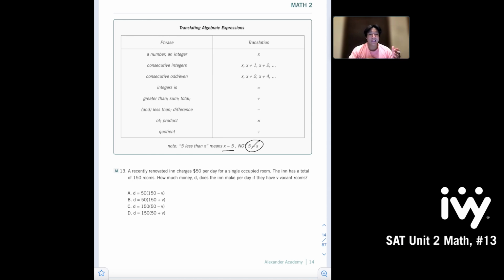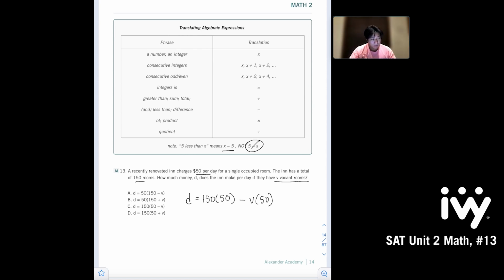So 13. A recently renovated inn charges $50 per day for a single occupied room. The inn has a total of 150 rooms. So how much money D does the inn make per day if they have V vacant rooms? So let's start off with the maximum amount they could possibly make. That's going to be 150 rooms, and they're all booked for $50 per day. So 150 times 50. So now let's subtract the vacant rooms, the ones they don't make money for. Those we would have overcounted by V rooms multiplied by $50 per room. So this is equal to the amount we make per day, D.